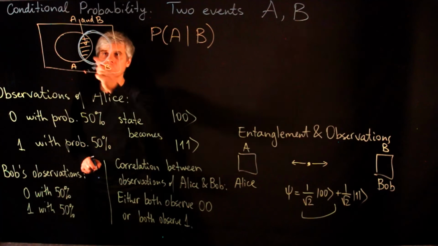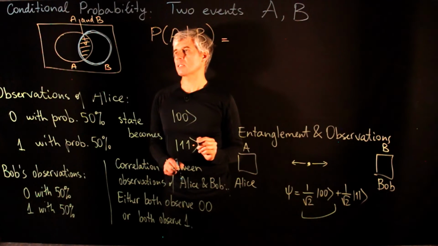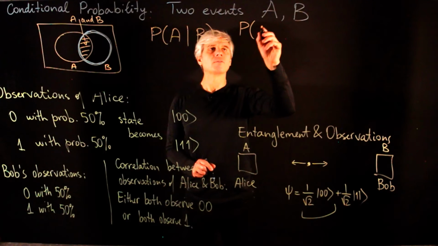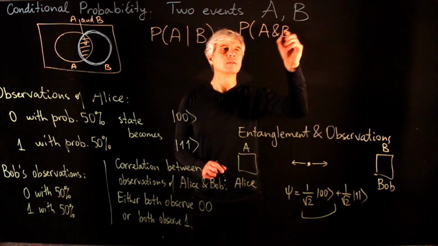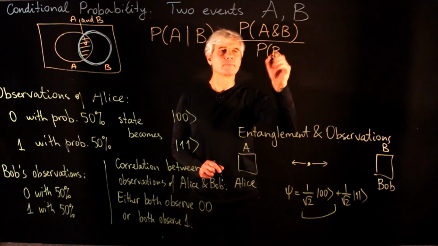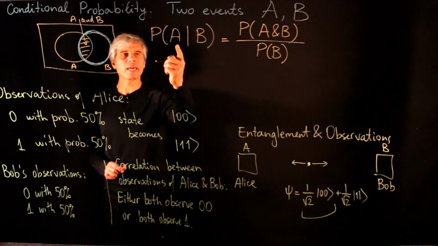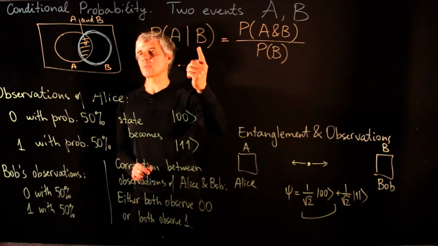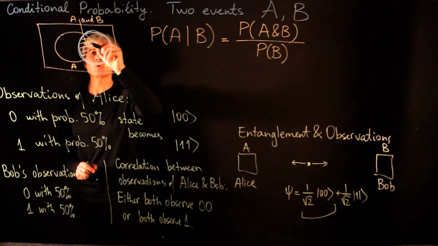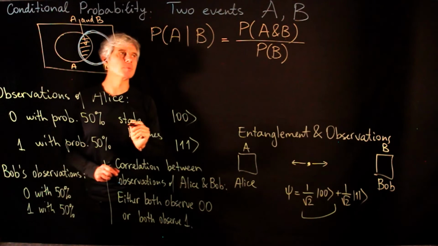And then, from this Venn diagram, we see that this conditional probability is the quotient of the probability of A and B divided by the probability of B. Right? So this is the conditional probability of A under the condition that B happens. So it's what fraction of the blue circle is covered by event A and B.